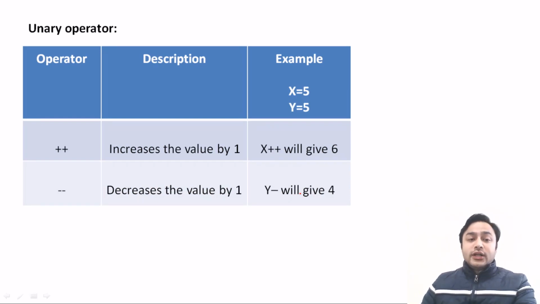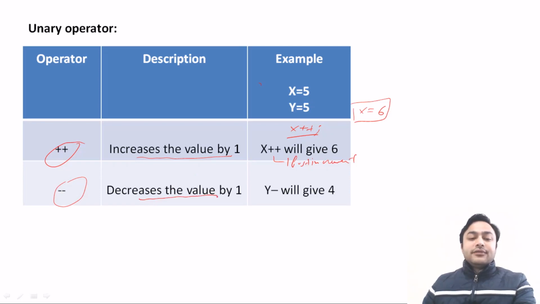In case of unary operator, which works with single operand, you can see that this is an increment operator, this is a decrement operator. When we use increment operator, it increases the value by 1. For example, the x value is here 5. When you use this x plus plus, then the value of this x in memory will become 6. This is post increment.